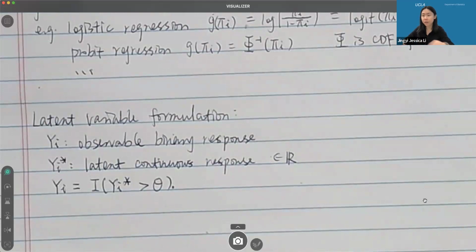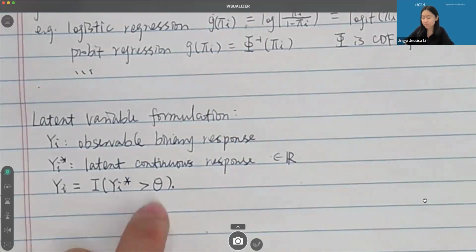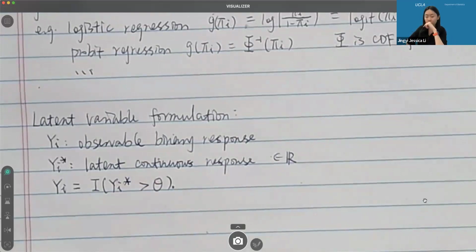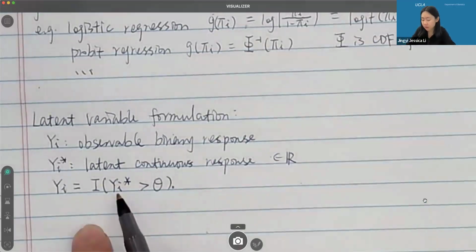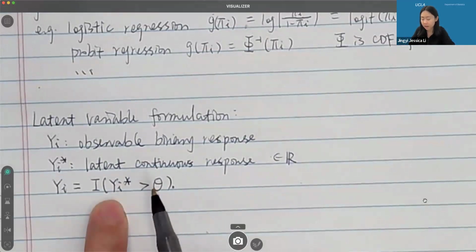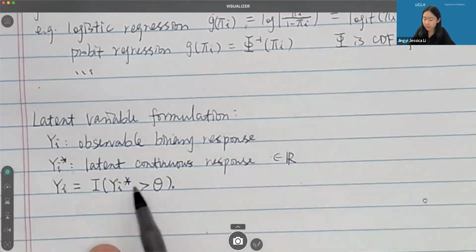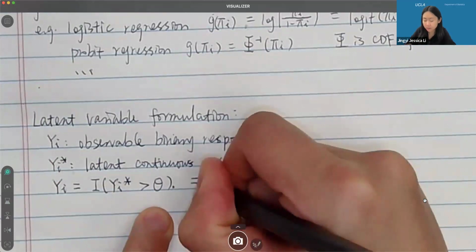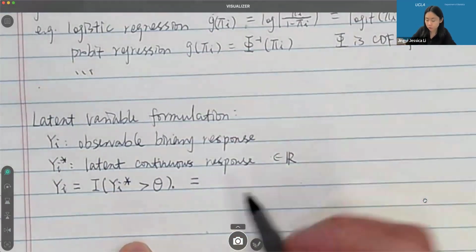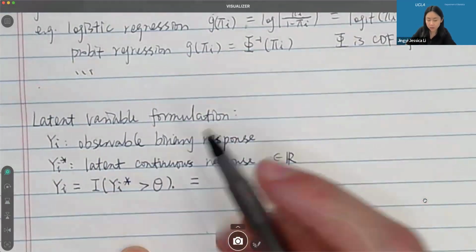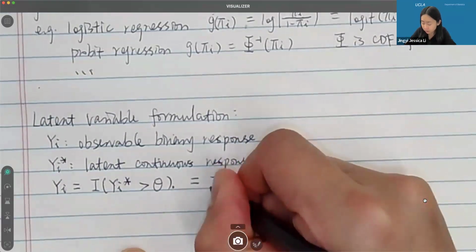And in this formulation, theta becomes an additional threshold parameter. But how do we ensure that this parameter is uniquely identifiable? So there's one issue we must consider. Because yi star is a latent variable we assume, and theta is also something we don't know, both can change. And you can see that if you apply the same scaling and shifting to both yi star and theta, we have the same indicator function.